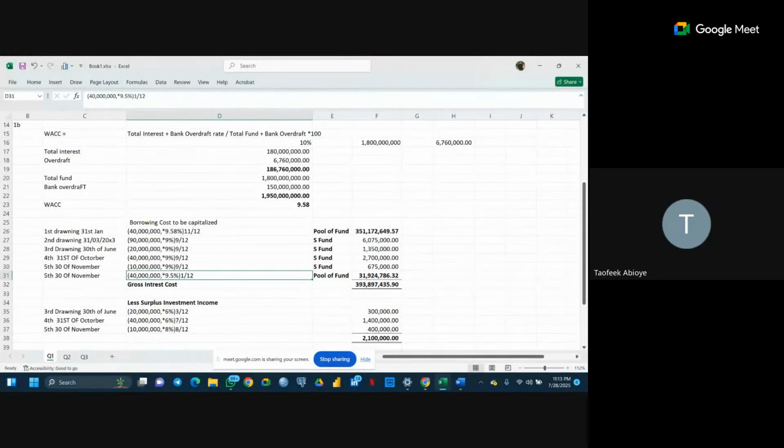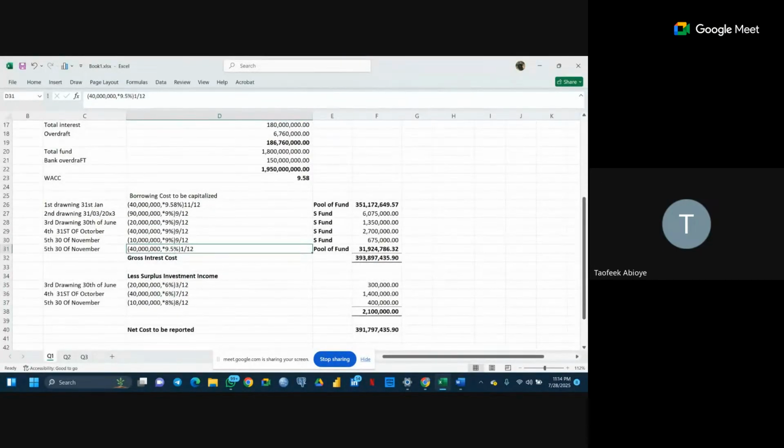We calculated everything. They also have a short-term investment income. You see it here, so just go through it. I would suggest we end it here, but I believe with this explanation, we should be able to get it. However, if you have any question, no problem. We are going to meet in our next class.